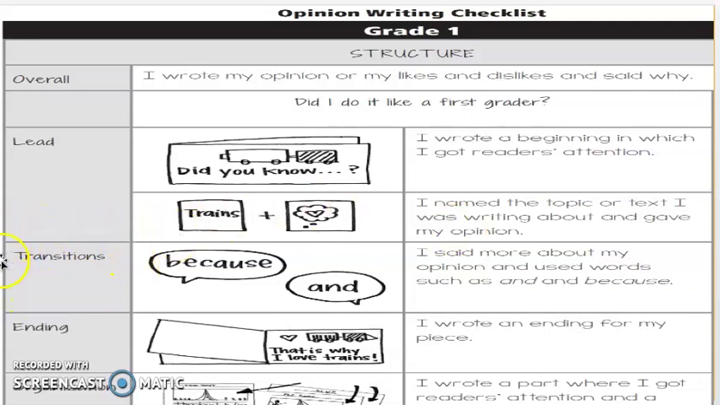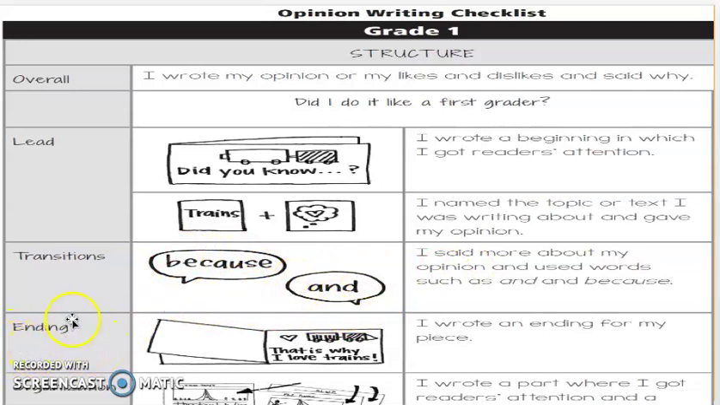We want to make sure we are using transitions. This is words like because and. So you're going to make sure you're saying more about your opinion and you are using these kinds of words, because and the word and.